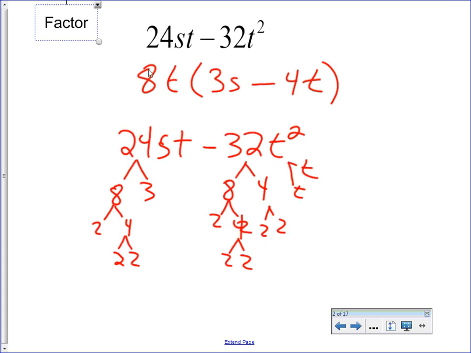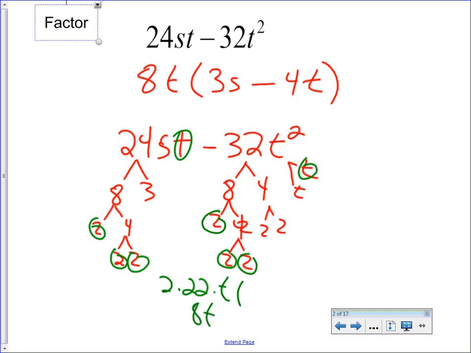So what are the common factors? What are the factors we see in each? And the answer is 2, 2, 2, and t are the common factors. And if we multiply that out, there is our 8t.